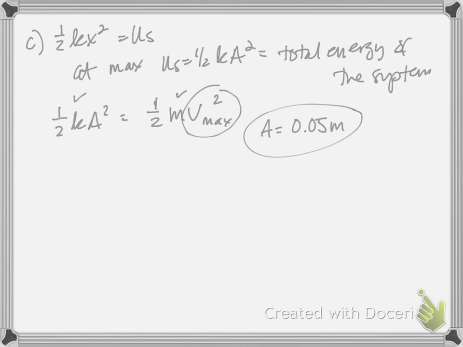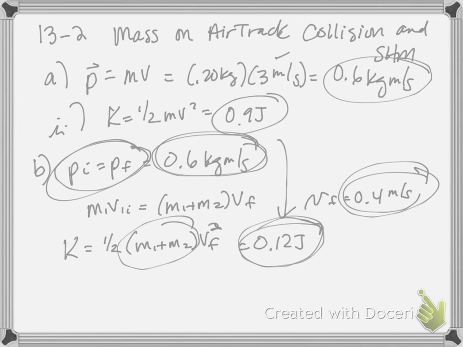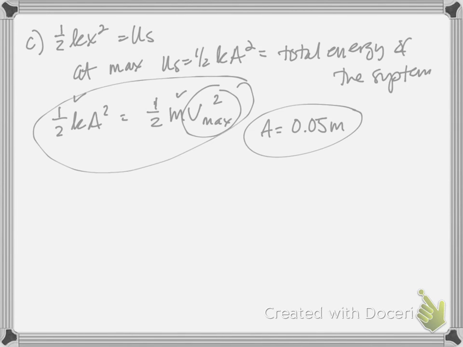The rubric says 1 point for a conservation of energy statement. That's right here. 1 point for using the kinetic energy we determined in part B. Actually, we could have just gone right to the 0.12 if we wanted to. And then 1 point for the correct answer. That's part C. Finally, part D asks us to determine the period of harmonic motion.